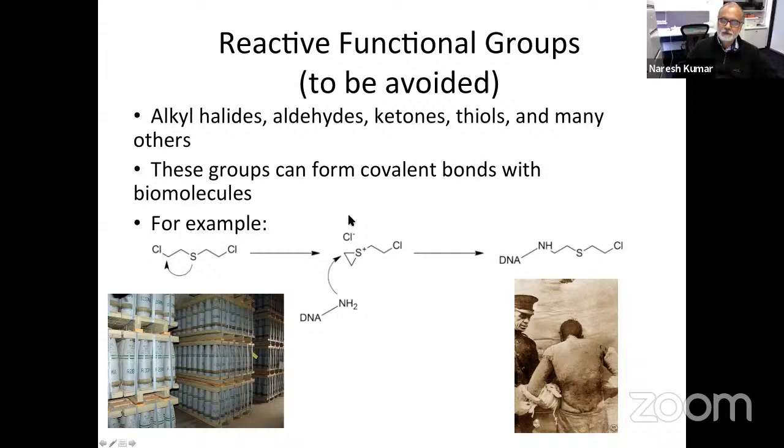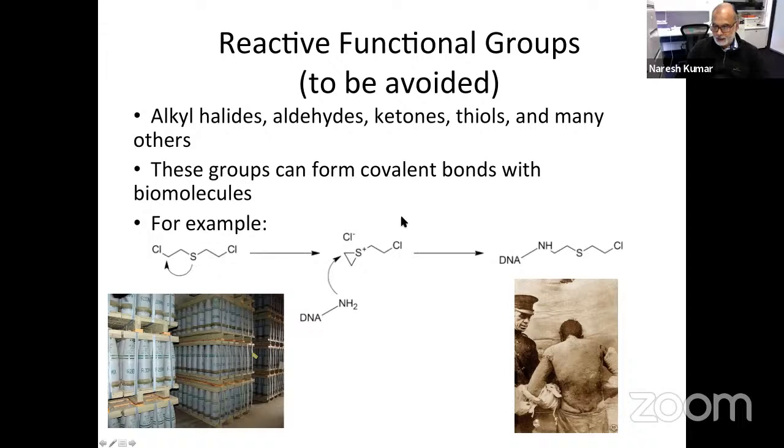One example shown here of a reactive molecule is what we call mustard gas. The mustard gas was used in World War as a weapon. If you look at the picture on the left-hand side here, these are actually shells containing the mustard gas. Mustard gas has a highly reactive CH2Cl group attached to a sulfur. What happens is that it can form a three-membered sulfur-containing ring. And DNA, for example, if it has an amine group, that amine group will react with, or ring-open, that three-membered ring to form a covalent bond. And this poor guy on the right-hand side here is one of the soldiers who was actually exposed to mustard gas. You can see what sort of bad side effects it can cause when there's a reactive functional group present in a molecule. So you want to avoid that kind of reactive functional group in drugs.